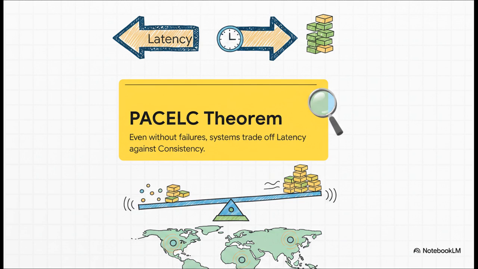Even without a severed fiber line, we're physically limited by the speed of light. If a user in Tokyo queries a primary database in Virginia, you literally cannot have both a 10-millisecond response time and strict globally synchronized consistency. You either trade away latency to get that consistency, or you trade away consistency by reading from a closer but maybe slightly out of sync read replica.